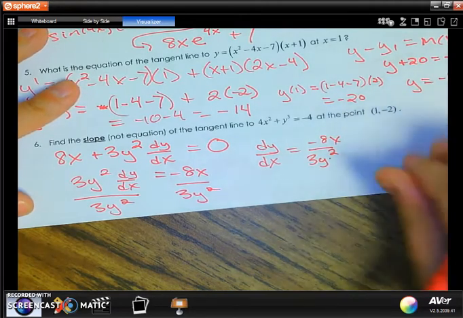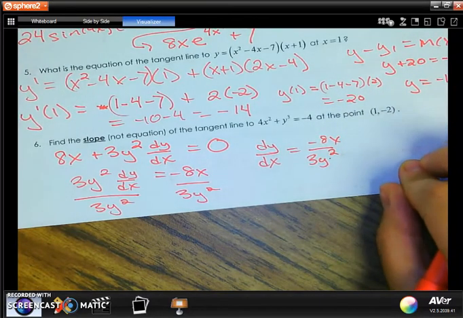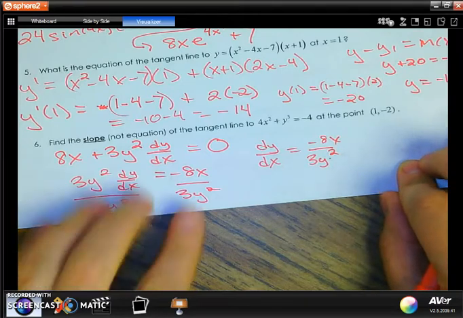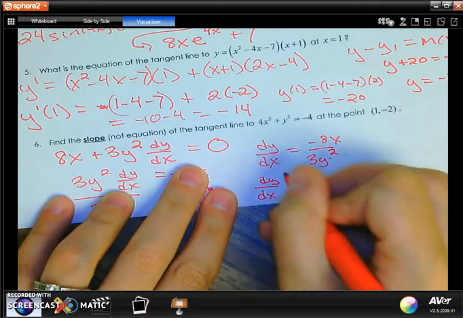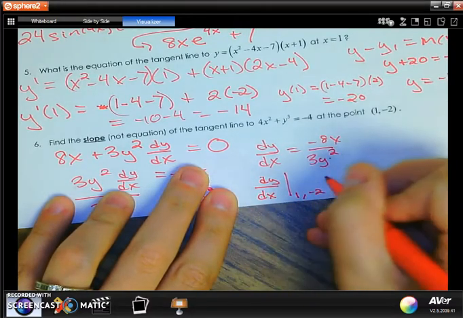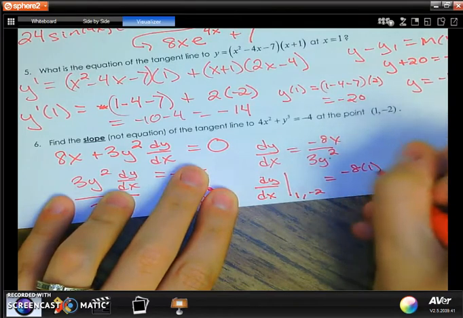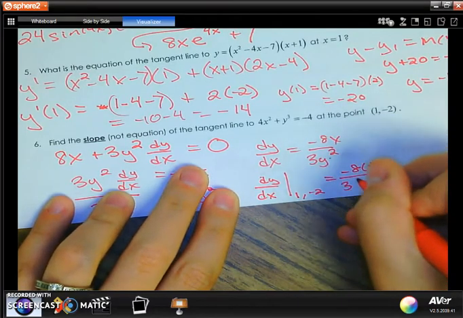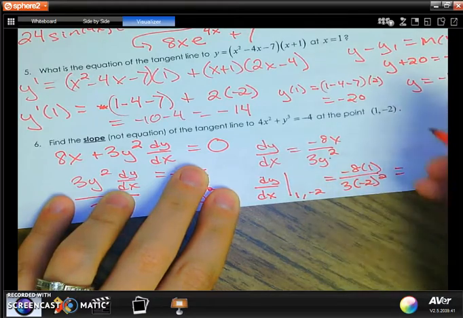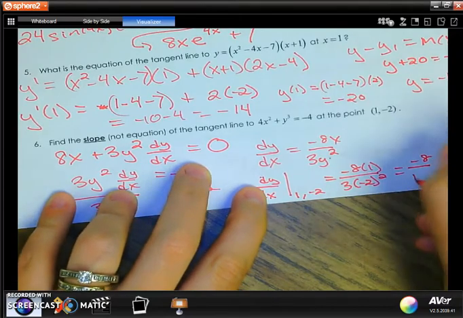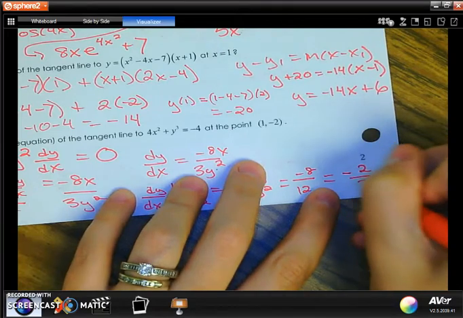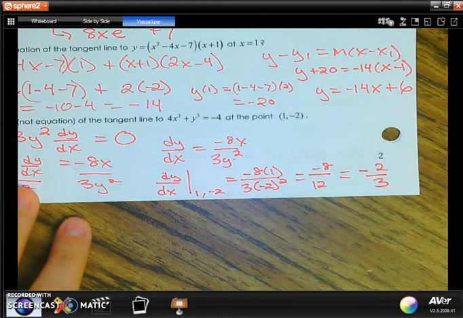And it did give us an x value and a y value, so all you're going to do is evaluate it. To show that, you can just say dy dx evaluated at (1, negative 2). So if I plug in 1 for x and a negative 2 for the y value, that gives me negative 8 over, that's 4 times 3, which is 12. And so my final answer there would be negative 2/3. Okay, and there's the end of that page.